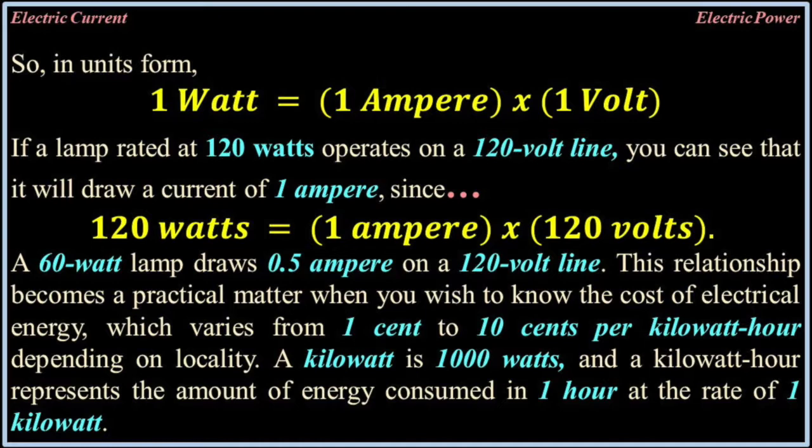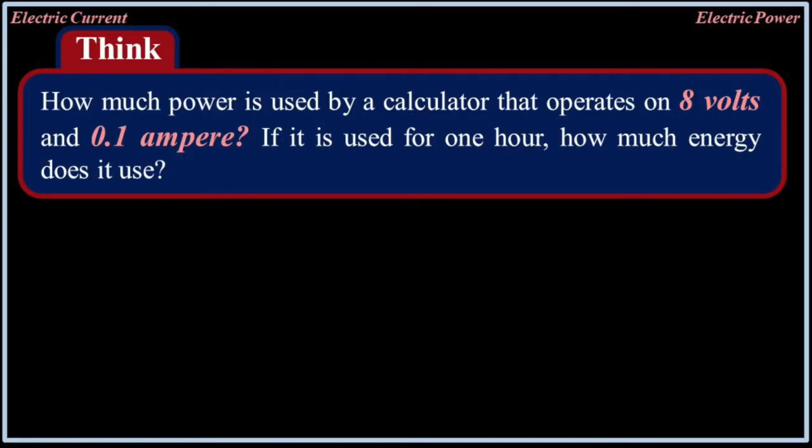This relationship becomes a practical matter when you wish to know the cost of electrical energy, which varies from 1 cent to 10 cents per kilowatt hour depending on the locality. A kilowatt is 1,000 watts, and a kilowatt hour represents the amount of energy consumed in 1 hour at the rate of 1 kilowatt. Think, how much power is used by a calculator that operates on 8 volts and 0.1 amps? If it is used for 1 hour, how much energy does it use?